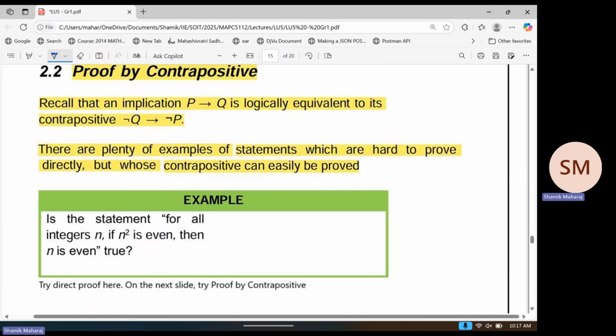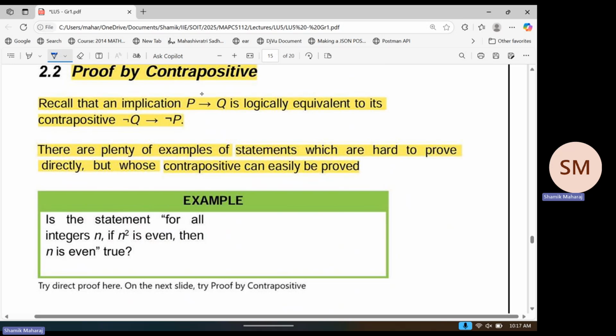Let's see, the second one is proof by contrapositive. This is what we use when a direct proof doesn't work. Sometimes this is more helpful. So recall that a direct proof is where we try to prove something of this form: if P, then Q. But we know that an implication is logically equivalent to its contrapositive, meaning it's the same thing, written in a different way.